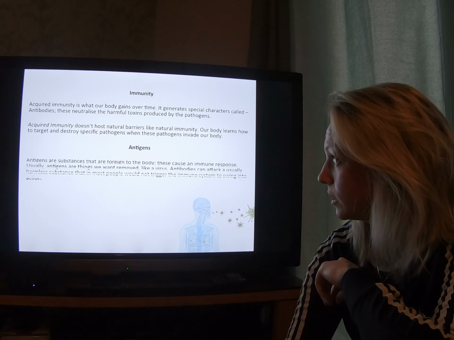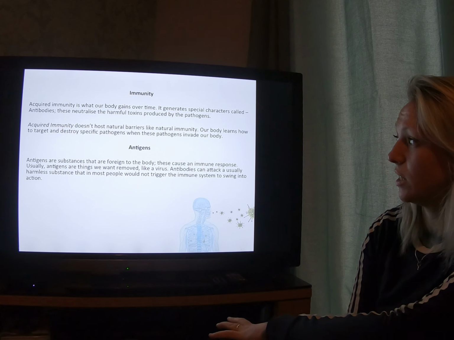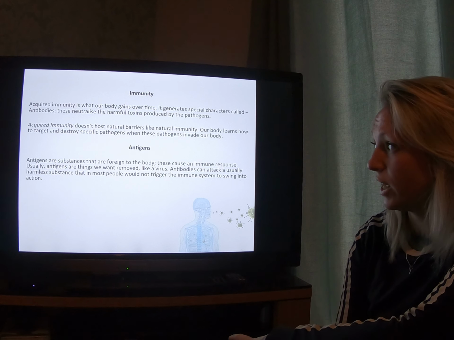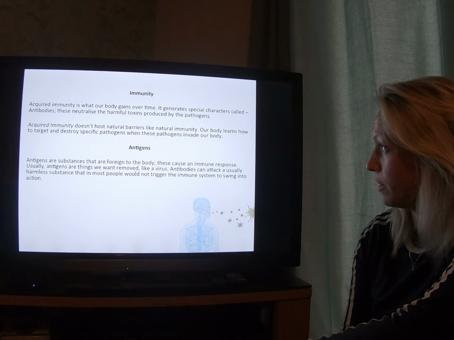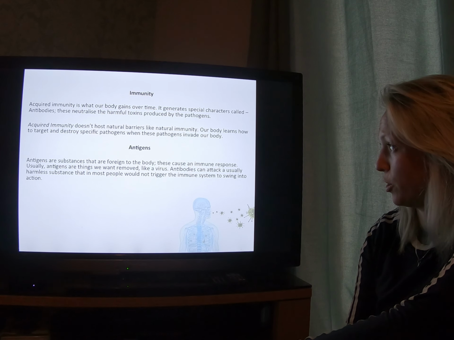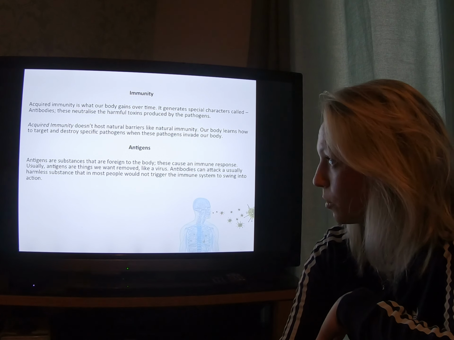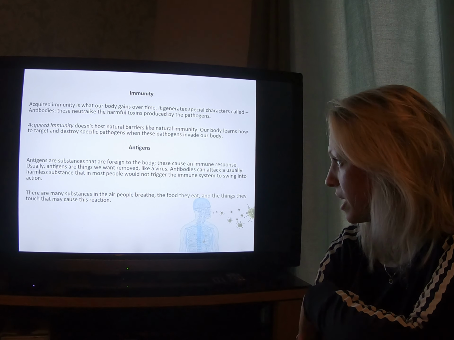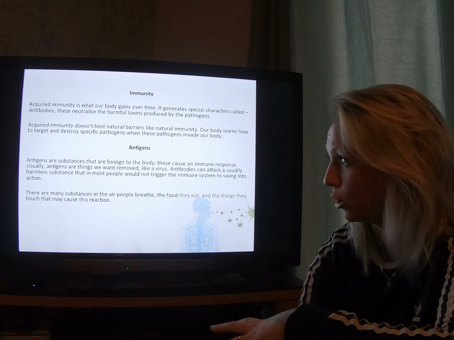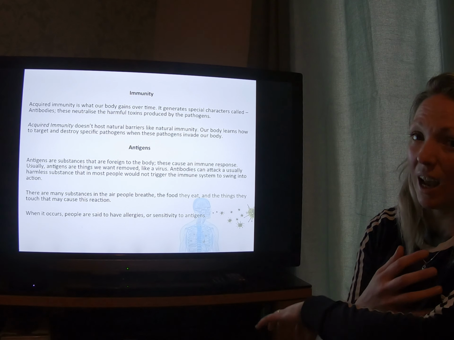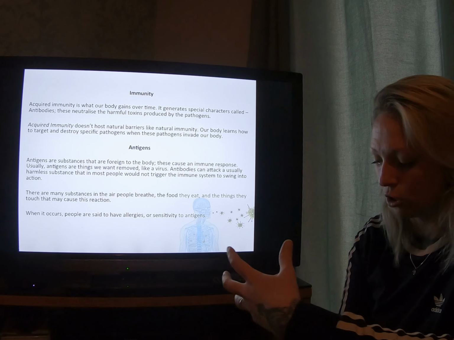So antigens. Antigens, they're substances that are foreign to the body. These cause an immune response. Usually antigens are things we want removed, like a virus. Antibodies can attack a usually harmless substance that in most people would not trigger an immune system to swing into action. There are many substances in the air people breathe, food they eat, and things they touch that can cause this reaction. So when this occurs, people are said to have allergies or a sensitivity to an antigen.